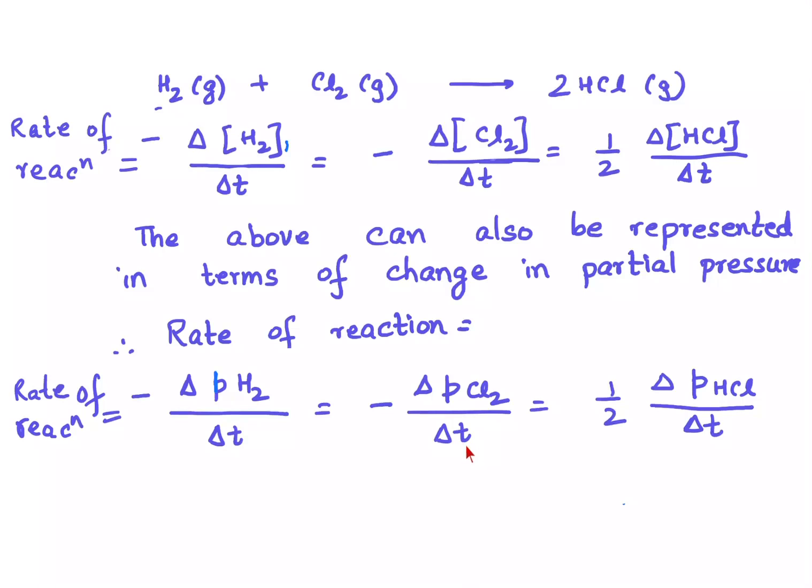Now, those who are new to the channel or who've not gone through video number 1, I request you to go through video number 1 in order to be able to connect what we are going to learn in video number 2, because this video series is in continuity. There I have explained why we've got negative and the value half over here. So similarly, expressing it in terms of the partial pressure of HCl, we will have half into the change in the partial pressure of HCl divided by the change in time.